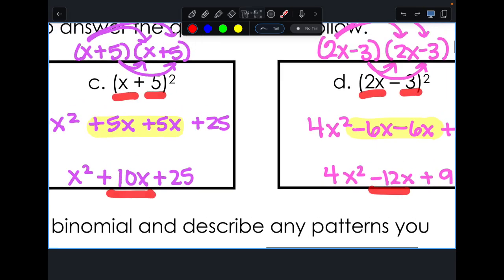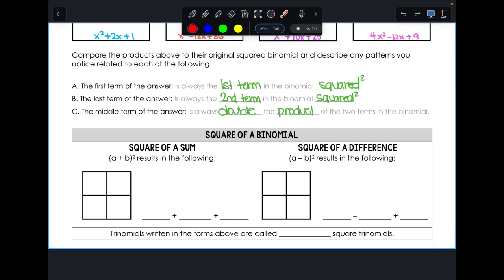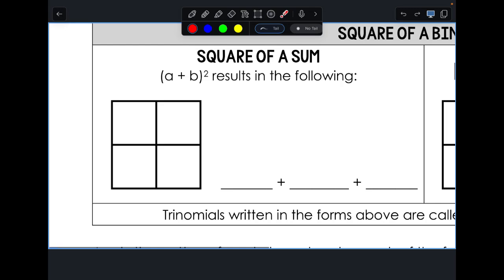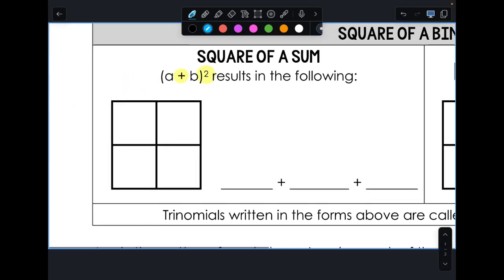Now this pattern is the square of a binomial. It's called the perfect square trinomial. Whenever you are squaring and you have a plus sign, or squaring and you have a minus sign, same steps. Let's fill in the box first so we can see it, and then we can find that rule. A times A, A squared. A times B, AB. B times A, AB. And B times B, B squared.